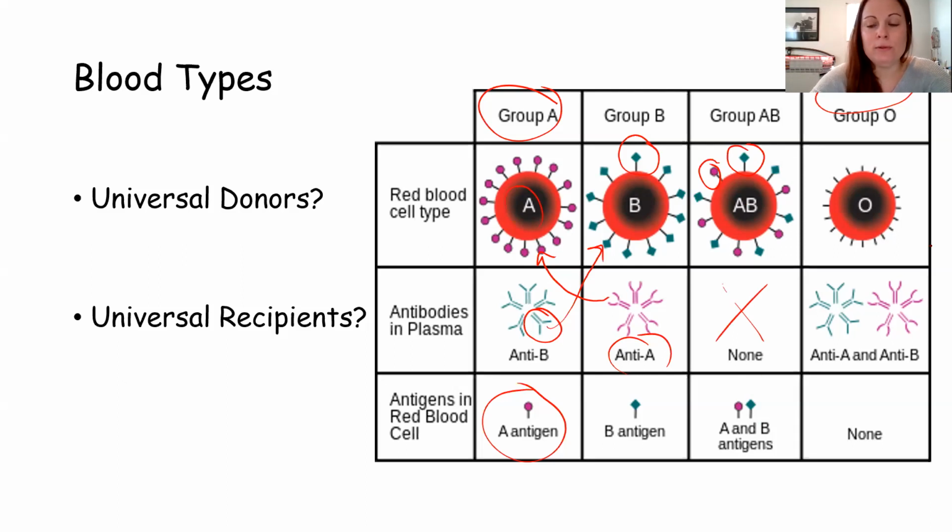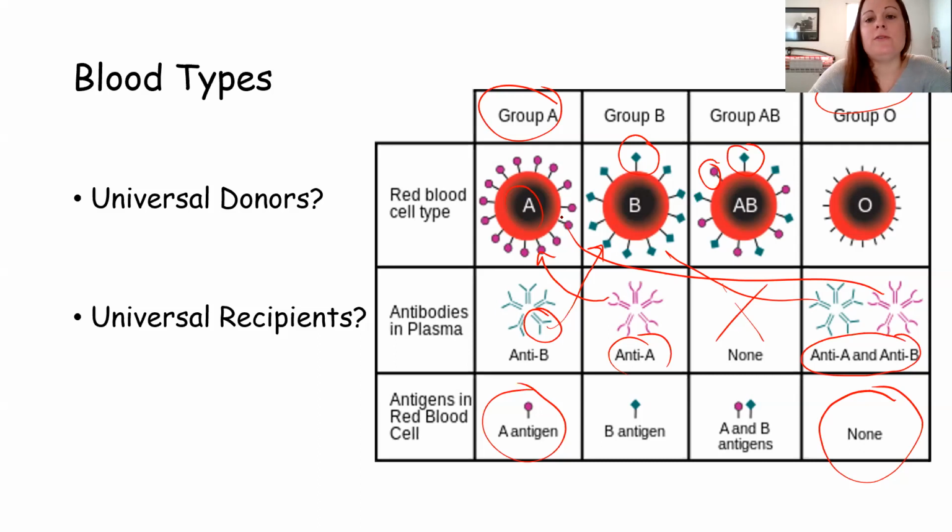Lastly, type O blood is interesting because there are absolutely no antigens on the surface. However, they produce antibodies that would attack both type B and type A blood. So blood typing is a really good example of the antigen-antibody response.